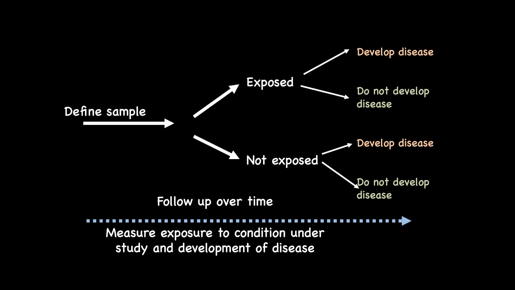So here's an example. You might find a sample of people and determine the folks who were exposed to something and the ones who weren't. So for example, those who got exposed to asbestos in their workplace versus those who aren't. And you look at the number of people who develop the disease, such as lung cancer, and those who don't. In order to draw some causal links, we would see that a greater number of people in the exposed condition would have developed lung cancer than the non-exposed.